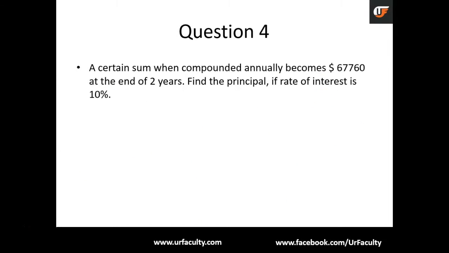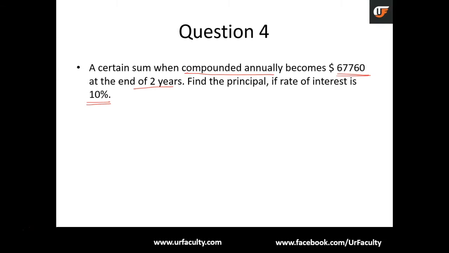Moving on, a certain sum was compounded annually and becomes 67760. The number looks complex. Please don't ignore this question. It is very easy. At the end of 2 years, find the principal if the rate of interest is 10%.